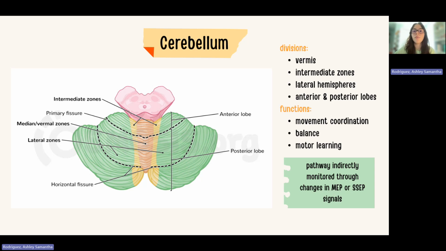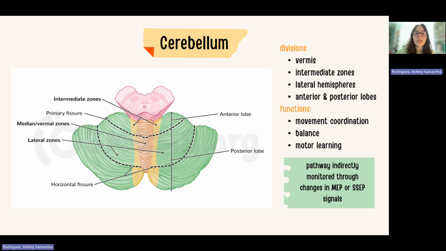Even though the cerebellum is less commonly monitored directly with things like evoked potentials, its role in ensuring smooth and coordinated movement is very important. Damage or dysfunction to this area can lead to ataxia or impaired movement. So awareness of cerebellar function and location is important during procedures near the posterior fossa.